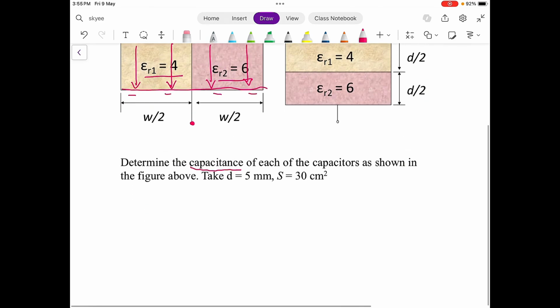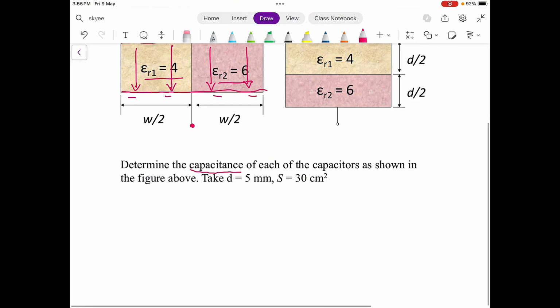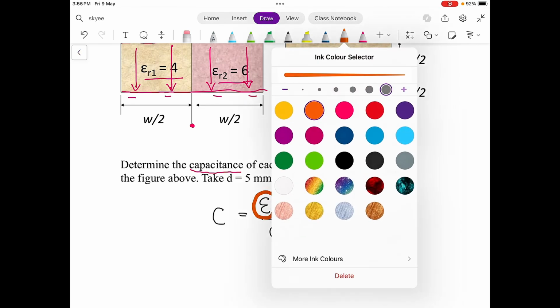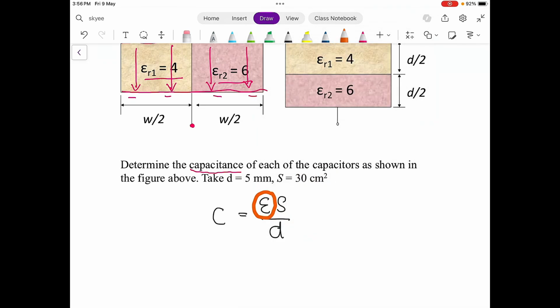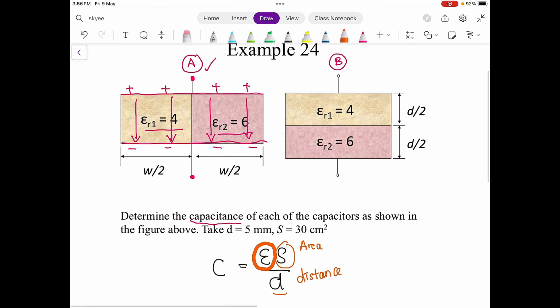The first one with epsilon R1 equals 4, and the second one is epsilon R2 equals 6. So let's recall the formula that we use to find the capacitance of a parallel plate capacitor. This is the equation that we have to use to determine the capacitance of a parallel plate capacitor. As I explained before, epsilon represents the dielectric medium between the two parallel plates, and A represents the surface area, and d represents the separation or the distance between two parallel plates.